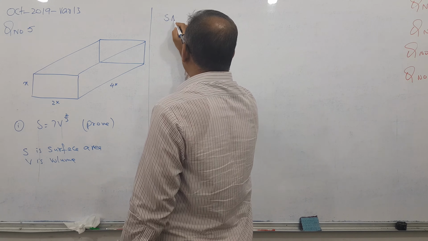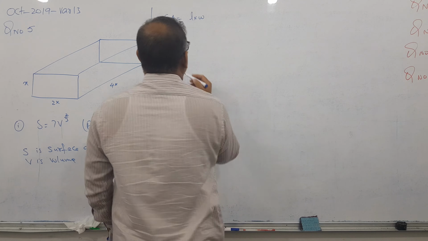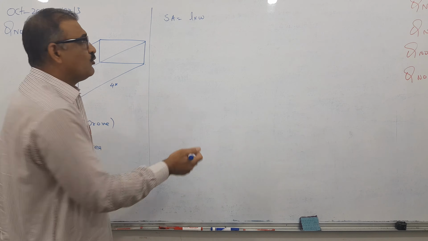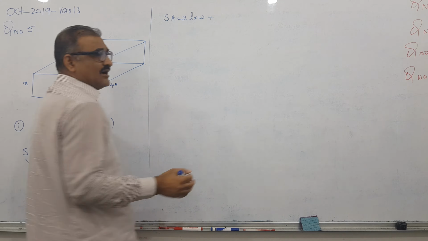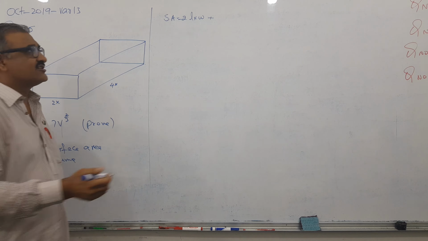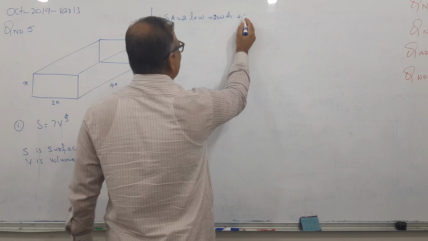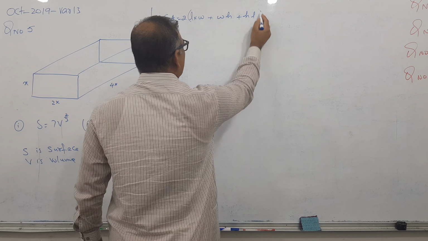The surface area of the cuboid formula, all of you know: length into width. But length into width will give you the area of the floor, right? But 2 times. Why 2 times? Because up and down. So plus, then we have what? Width and height, again into 2 because 2 sides, and then height and length, again into 2. So we can take the 2 common outside.